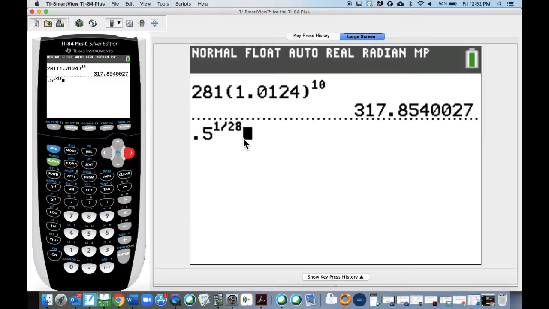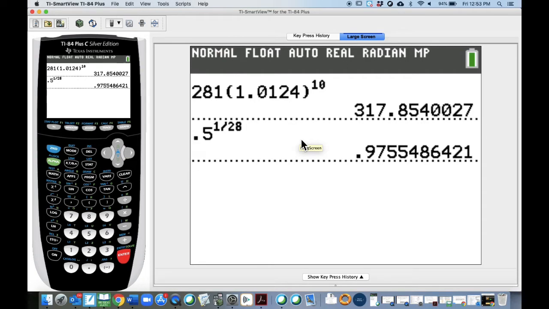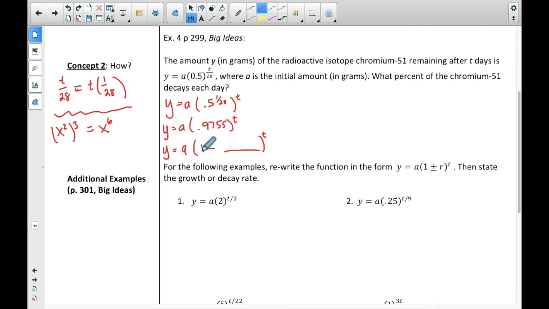On your calculator, you just put in 0.5 and then use that caret button for to the power of, and you just do 1 divided by 28. You can do the fraction, but you don't need to. Just do 1 divided by 28. And then we hit enter, and we get 0.9755. Okay, I'm going to go back to my paper. So I got 0.9755. That's what my calculator told me. My calculator told me that this was this decimal approximation.